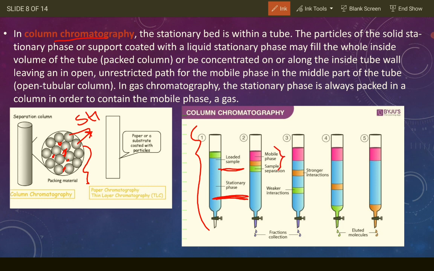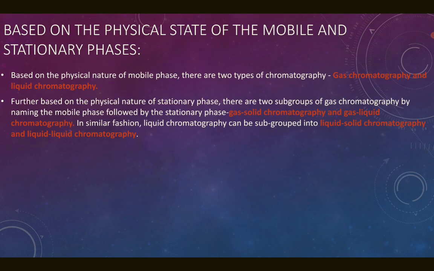Now if the sample you have loaded has strong interaction with the stationary phase, then it moves slower, while if it has weaker interaction with the stationary phase, then it moves faster. So you can see it's moving faster. The molecules which elute first, which come out first, have lower affinity with the stationary phase and more affinity with the mobile phase that is moving. This is column chromatography. Now let's move on.